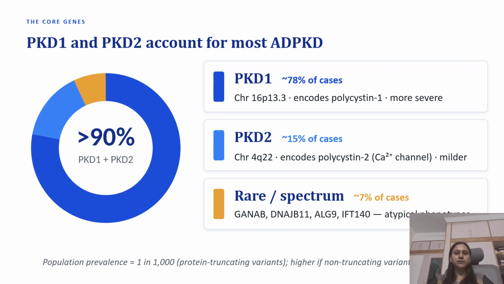PKD1 and PKD2 together account for over 90% of diagnosed families. PKD1 on chromosome 16 is roughly 78% of cases and encodes polycystin 1. PKD2 on chromosome 4 is about 15% and encodes polycystin 2, which is a calcium channel. A further 7% comes from rarer spectrum genes, which we will cover shortly. If you look at the population prevalence figure, it is around 1 in 1000, and this is based on the protein truncating variants. But it would definitely be higher if you count non-truncating likely pathogenic variants as well.